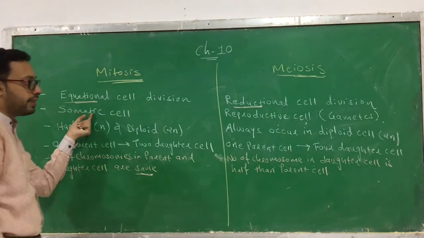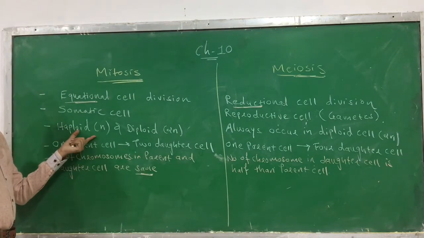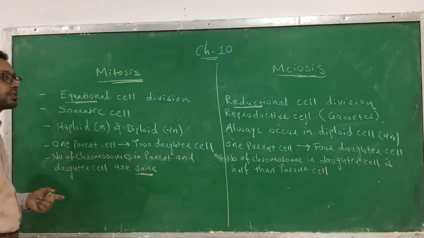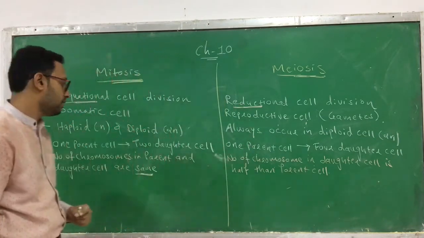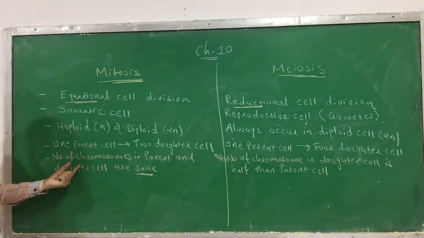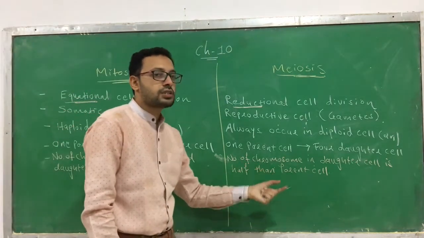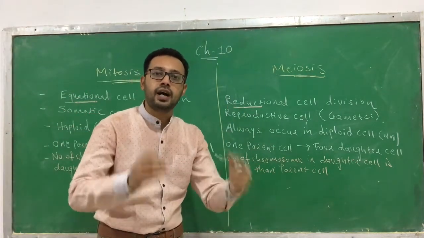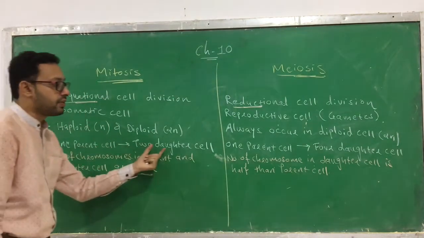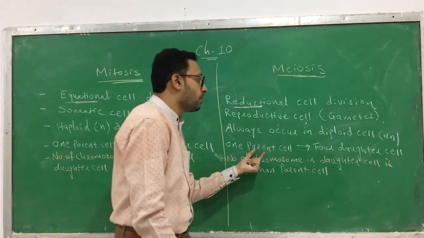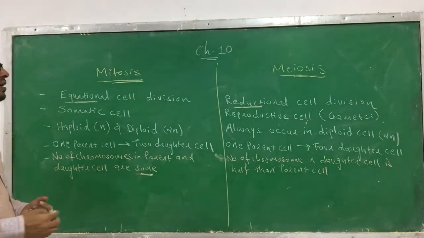Mitosis occurs in a somatic cell. Meiosis takes place in a reproductive cell. Mitosis occurs in haploid as well as diploid cells. But meiosis always occurs in a diploid cell. It is not possible in a haploid cell. In mitosis, the number of chromosomes in the parent and the daughter cell remains the same. In meiosis, the number of chromosomes in the daughter cell becomes half compared to the parent cell. In mitosis, one parent cell generates 2 daughter cells. In meiosis, one parent cell generates 4 daughter cells. So this is the difference which exists between mitosis and meiosis.